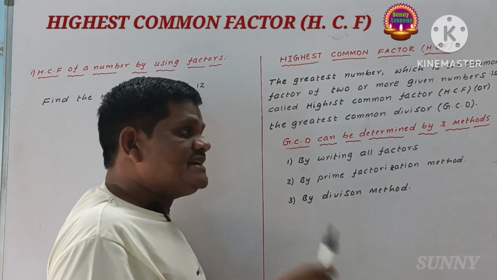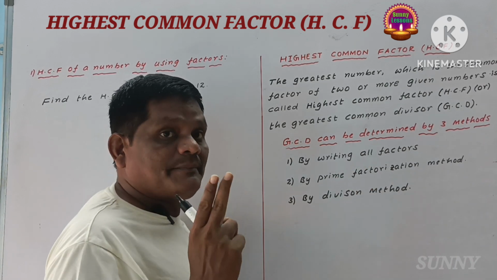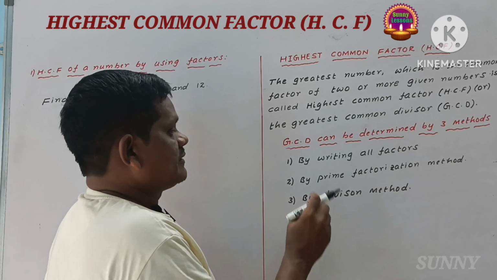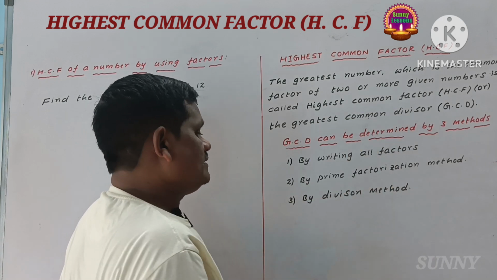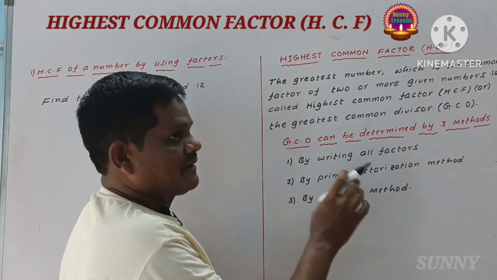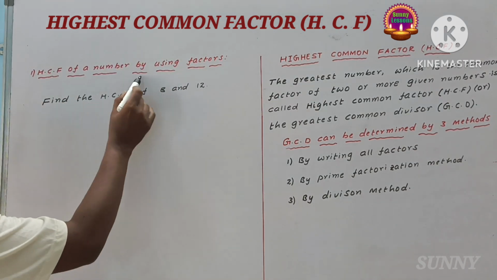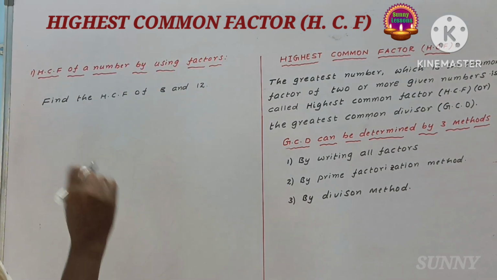We can determine the GCD by three methods: first, by writing all factors; second, by the prime factorization method; third, by the division method. First, we discuss the HCF of numbers by using factors.